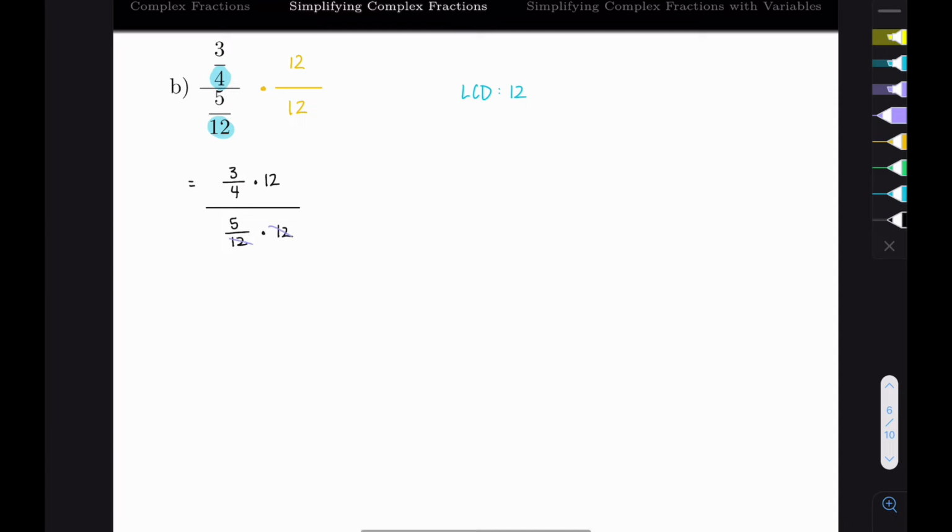In the bottom, those 12s cancel each other out. In the top, 12 over 4 simplifies to 3. So we're left with 3 times 3 in the numerator, and then really 5 in the denominator. So this simplifies to 9 over 5. Okay. So either way, you can do whichever method works best for you. The second method isn't bad when you're just dealing with numbers, but the second you start throwing expressions in, then it gets a little bit more complicated.